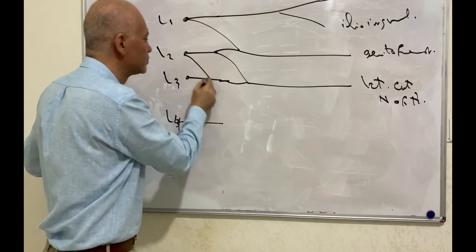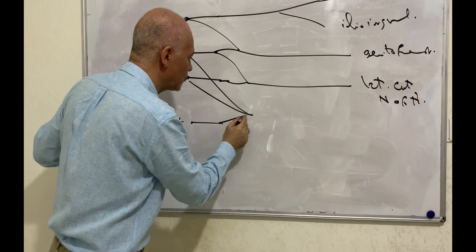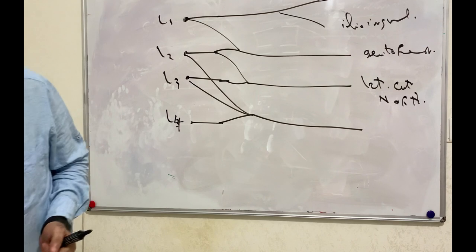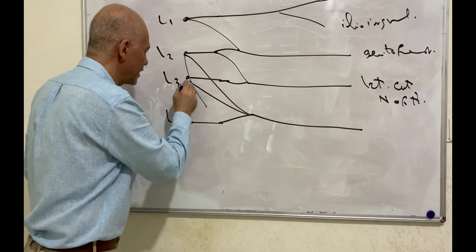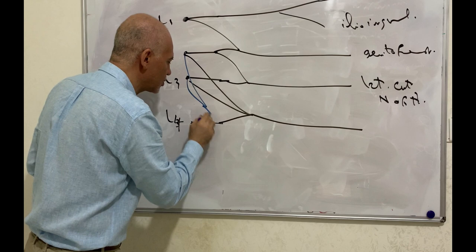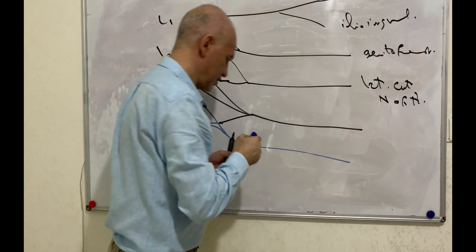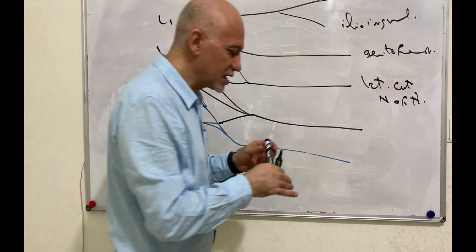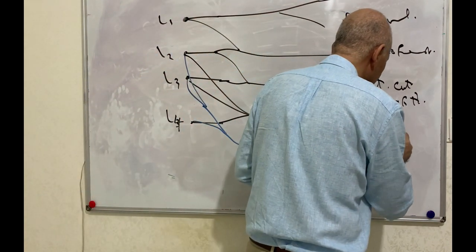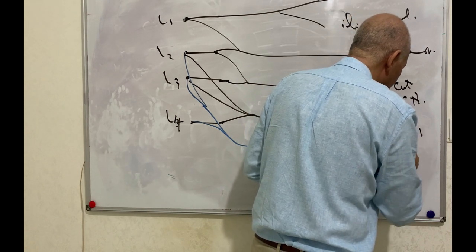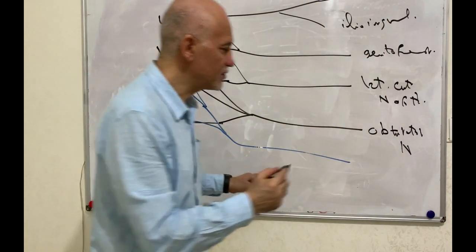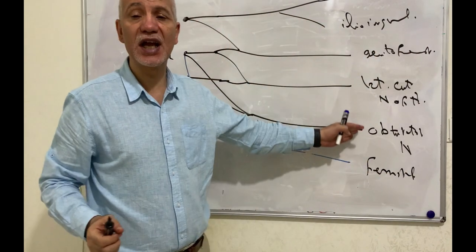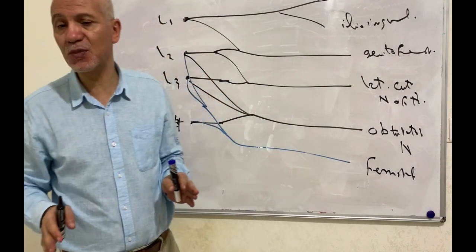Also from L2, L3, and L4, there are ventral and dorsal divisions. The ventral division gives the obturator nerve. The dorsal division gives the femoral nerve. The obturator and femoral nerves have the same root value.